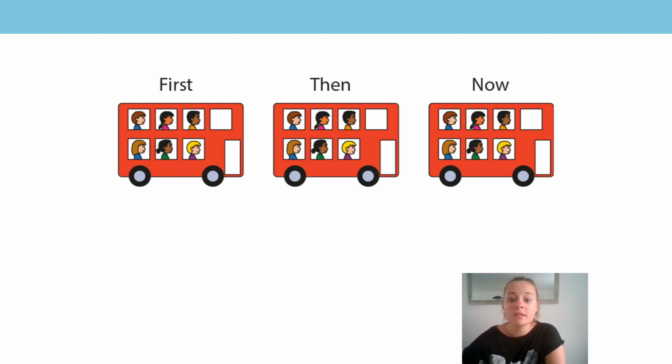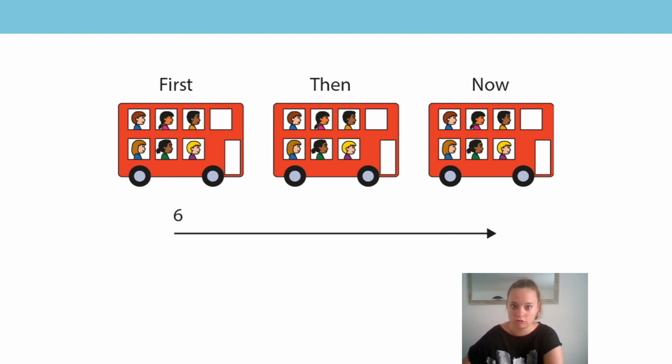And that's because nobody got on the bus. We haven't added anybody onto our bus. So shall we see what it looks like as we write an equation? So first of all, we started with 6 children. Then we added 0 because there was nobody there at the bus stop. And there's still 6 children on the bus.